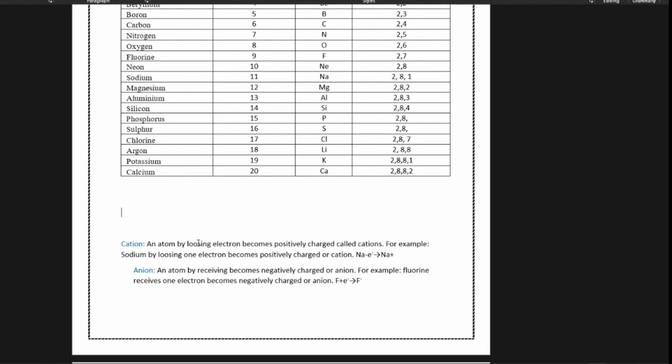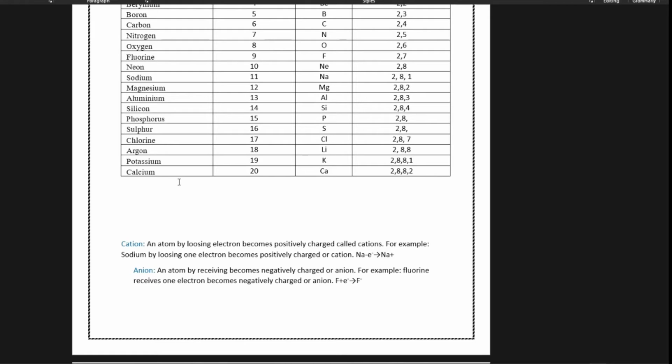An atom, by losing an electron, becomes positively charged. That is called a cation. Like sodium, it loses one electron from the outermost shell. Electrons are negatively charged, so when sodium releases the electron, it becomes positively charged. So a cation donates one electron.